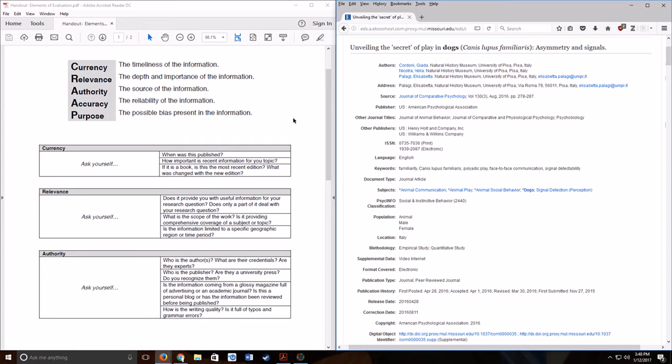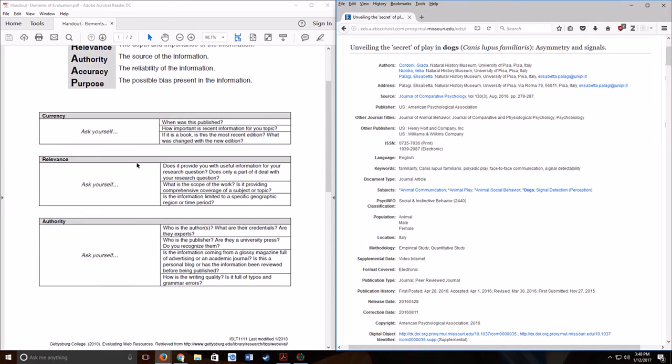So for currency, I just want you to ask yourself, when was your resource published? How important is recent information? If it's a book, is this the most recent edition? What's changed with the new edition? Relevance: does it actually have to do with your topic? What's the scope of the work? Is it comprehensive or is it very specific? Is information limited to a specific geographic region or time period?